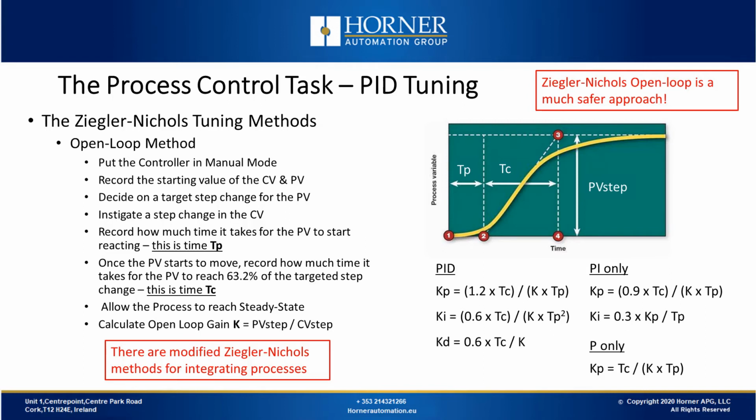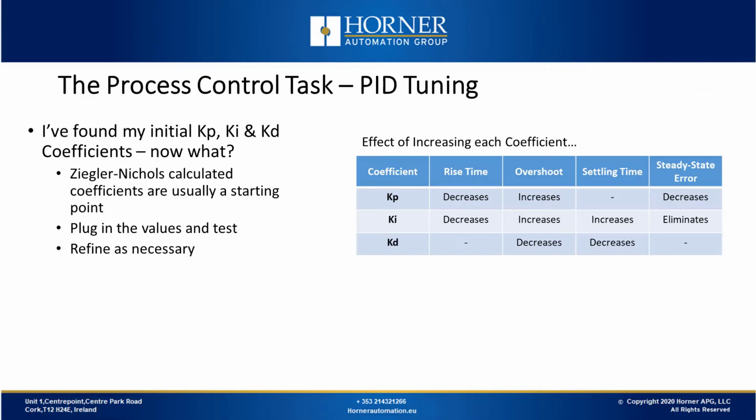You may want to repeat that experiment a few times to get an average and compare your results. The calculated coefficients are just a starting point. For some processes, they may work and control things beautifully. However, you may need to refine those values depending on how your process is reacting. In many applications, you may not even have a derivative term.